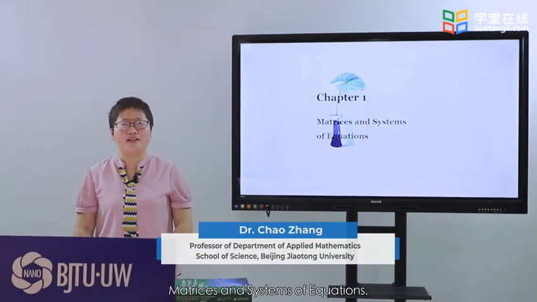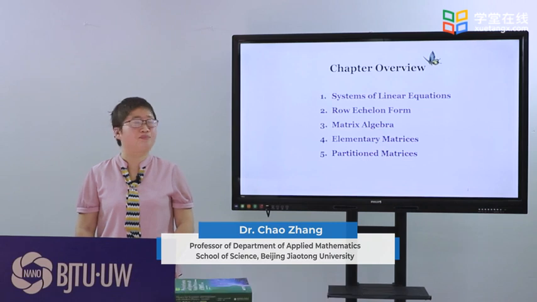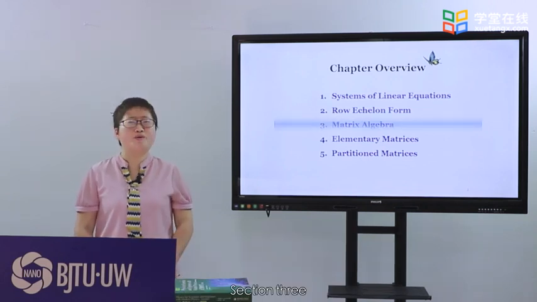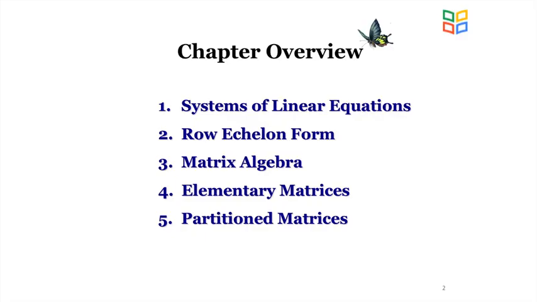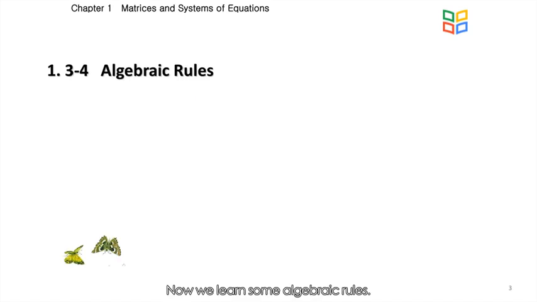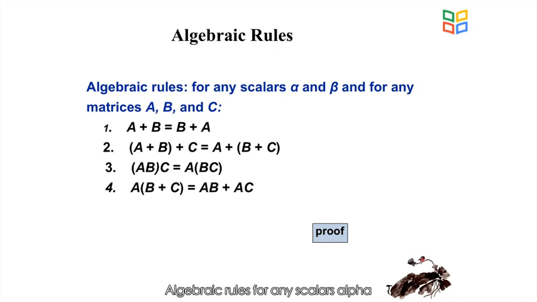Okay, now we continue to study Chapter 1, Matrices and Systems of Equations. Section 3, Matrix Algebra. Now we learn some algebraic rules. Algebraic rules for any scalars alpha and beta, and for any matrices A, B, and C.